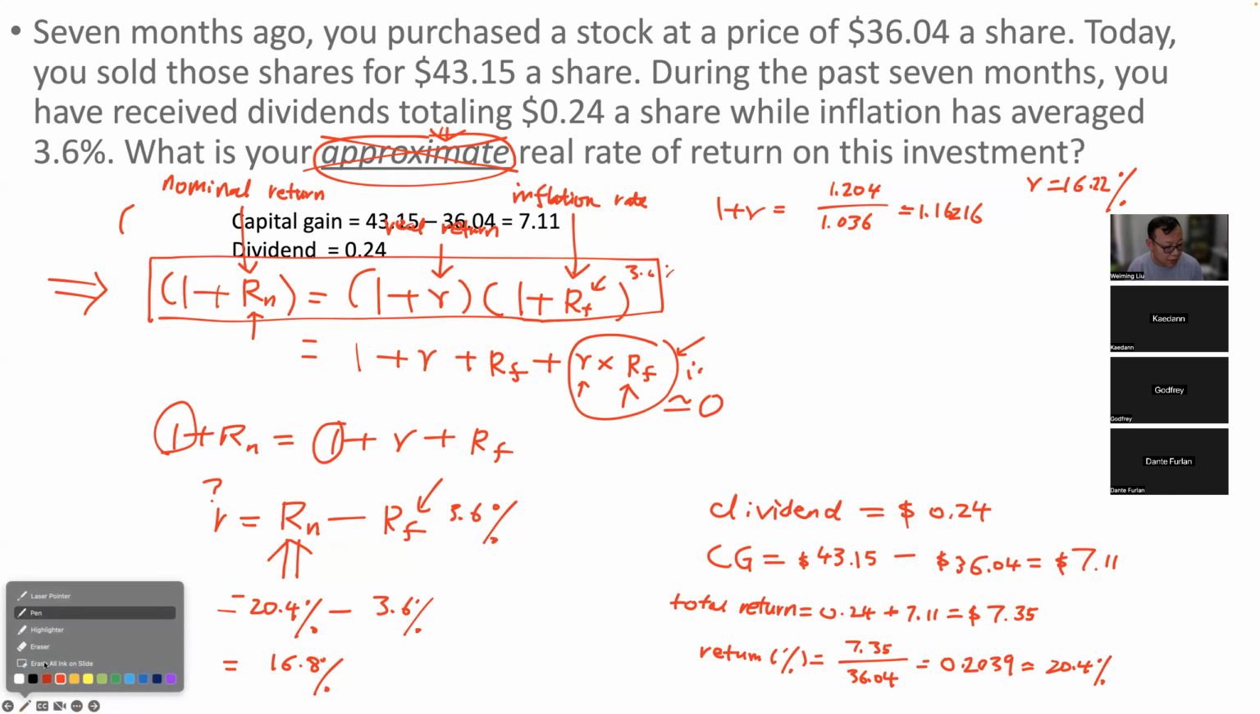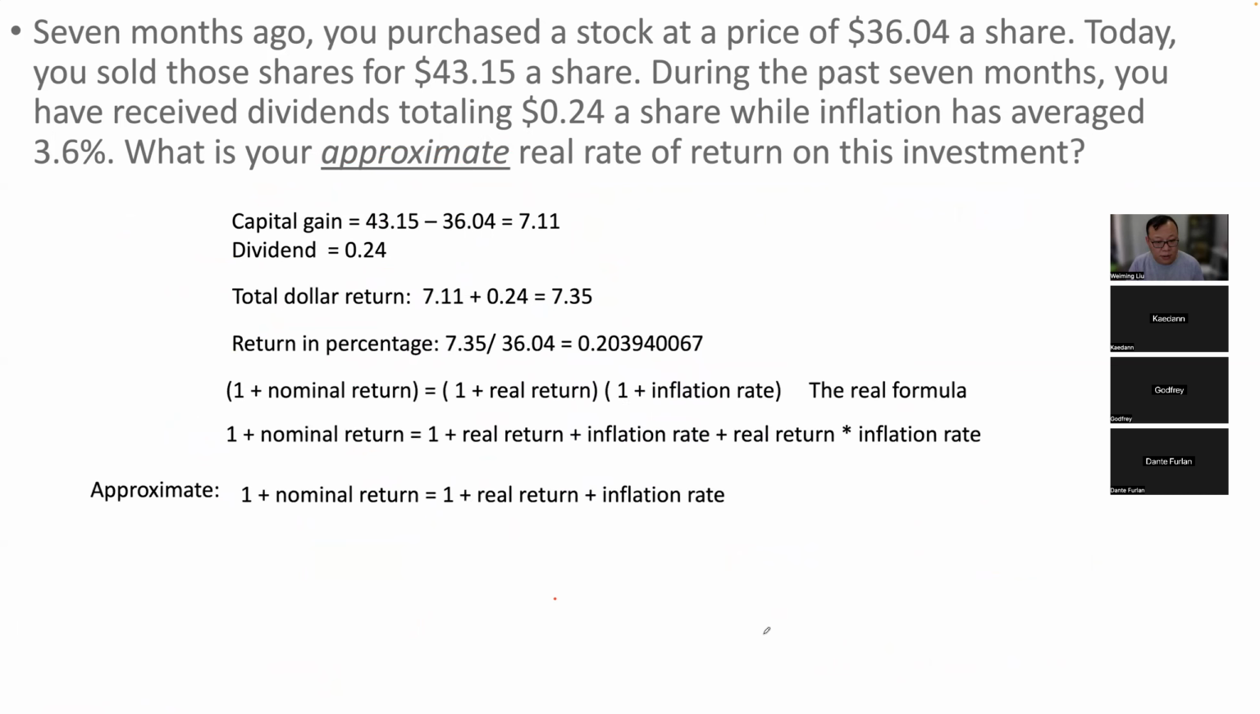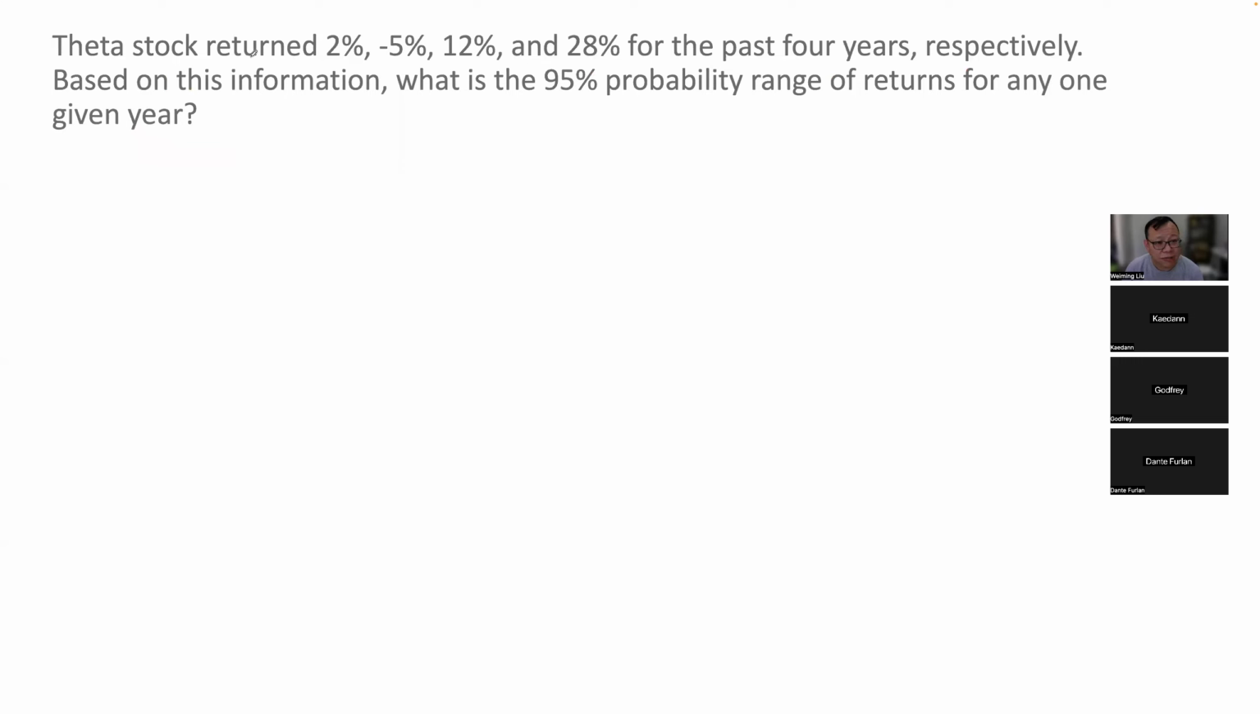Okay, so let me erase all the ink on the slide. So this is how I calculated it. Okay, so the next question is that theta stock returned 2%, negative 5%, 12%, 28% for the past 4 years, respectively. This order is important, right? This order, 1, 2, 3, 4. You can't mix up this order. That's why they are saying respectively, emphasizing the order of the return, which one comes first, which one comes later.